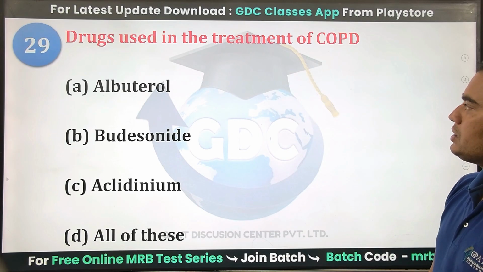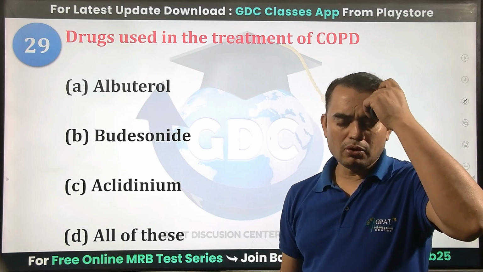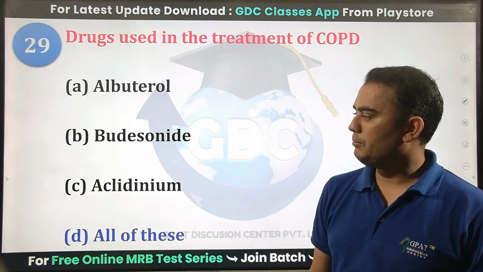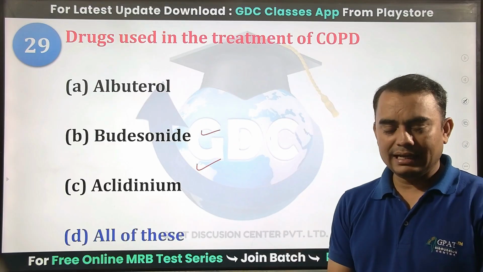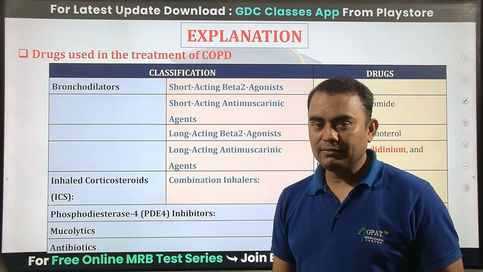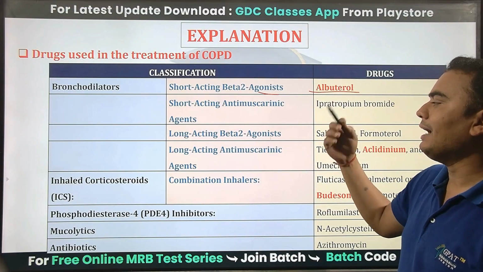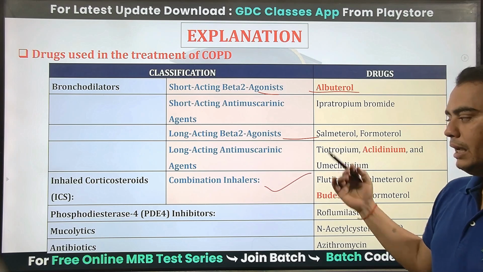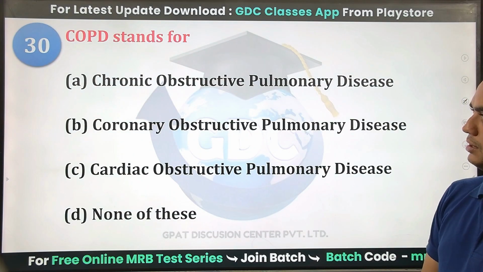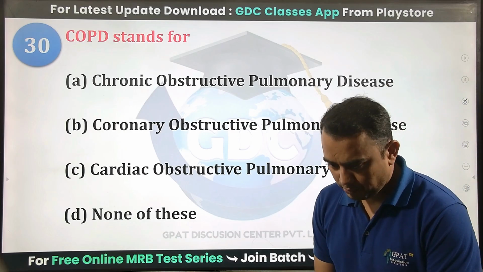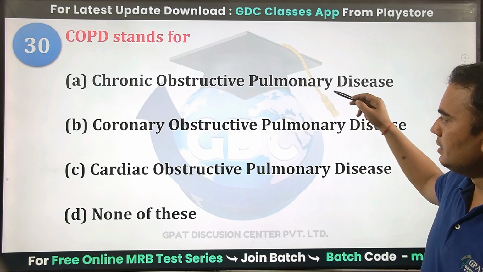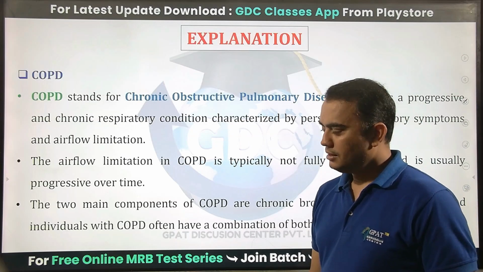Which drug is used in the treatment of COPD, similar to a bronchodilator, that we can use as first choice? Bronchodilator, yes, we have albuterol, but corticosteroid and eclidinium can also be there. So the correct answer is D. In COPD, we use different types of drugs: bronchodilators, short acting as well as long acting beta 2 agonists, inhaled corticosteroids, mucolytics, and antibiotics. COPD is chronic obstructive pulmonary disease.